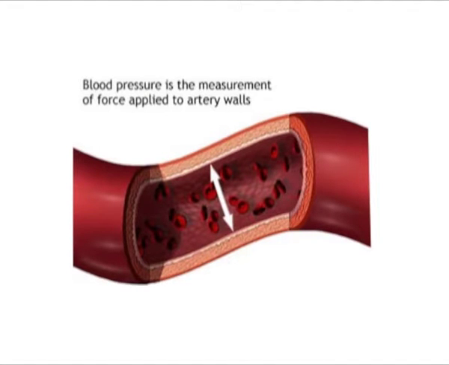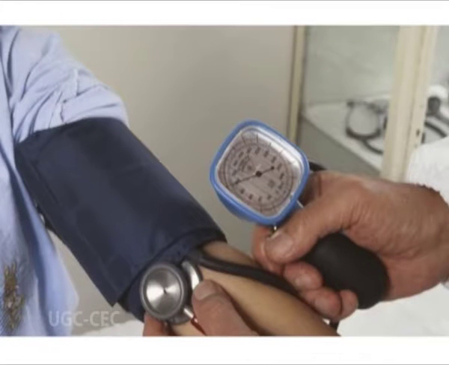The blood pressure is the pressure of the blood on the walls, which includes systolic pressure and diastolic pressure, and is measured by sphygmomanometer. The normal values of systolic pressure are 100 to 120 mm mercury and diastolic pressure is 60 to 80 mm mercury. The difference between these two pressures is called pulse pressure, which is normally 35 to 55 mm mercury.